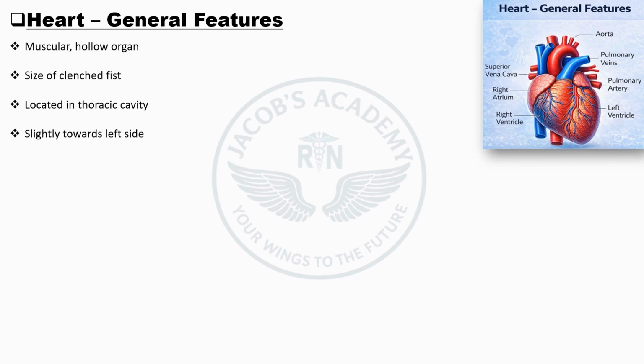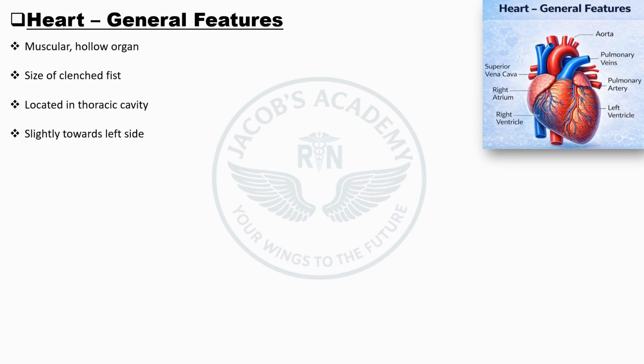Now, let us study the general features of the heart. The heart is a muscular and hollow organ. It functions as a powerful pump that circulates blood throughout the body. In size, the heart is approximately equal to the size of a clenched fist of the individual. It is located in the thoracic cavity, specifically in the mediastinum between the two lungs. The heart is not placed exactly in the midline, so it is positioned slightly towards the left side of the chest.